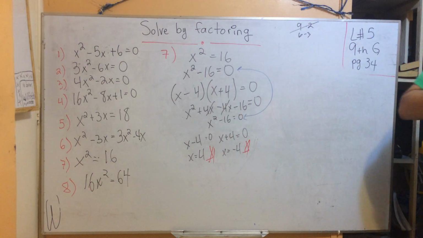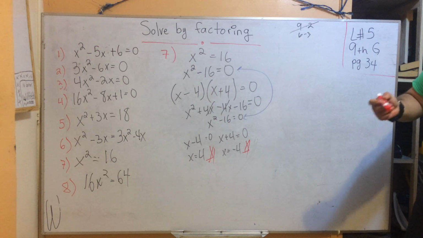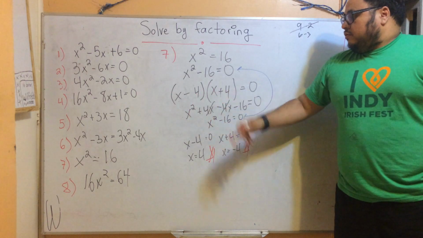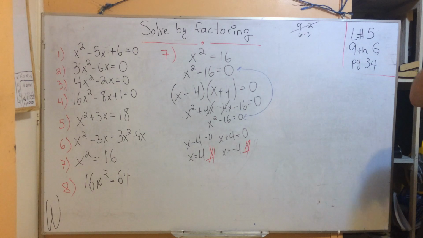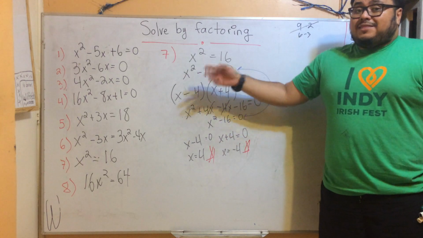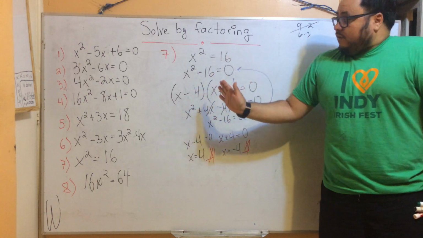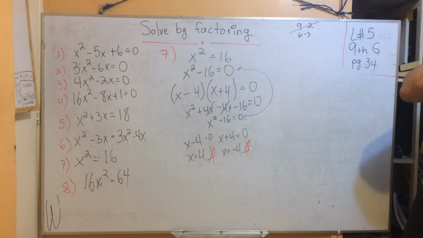Okay? This one was a little bit easier because we have a term that has a square. Okay, so it's easier. We could try with 8 and 2 or we could have tried with 16 and 1. But both of those combinations are going to give us a middle term, and the middle term is not 0. So we're looking for something that the middle term is going to give us 0.